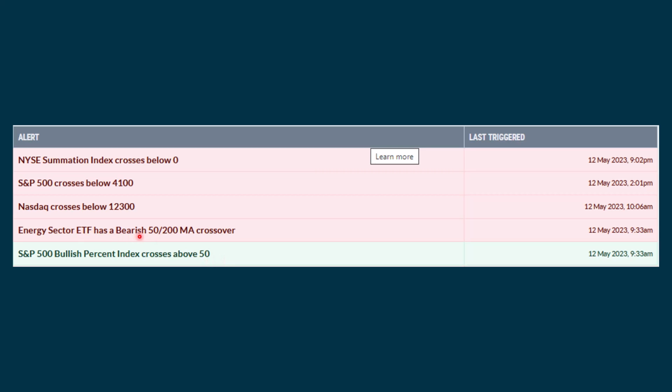The energy sector had a bearish crossover. That would be a death cross. The NASDAQ went below 12,300. The S&P went below 4,100. It did bounce up off of that. And the summation index crossed below zero for the NYSE.